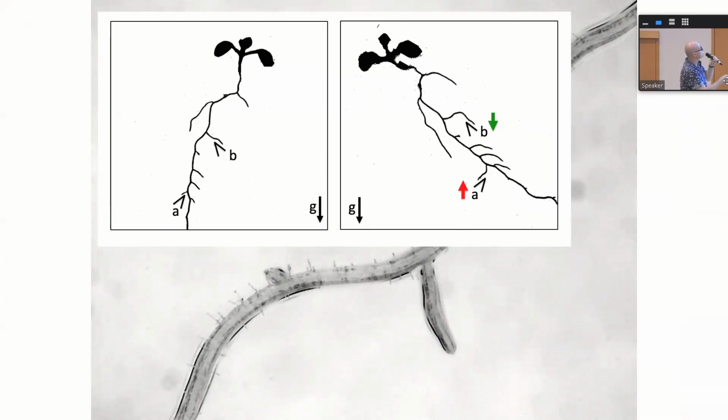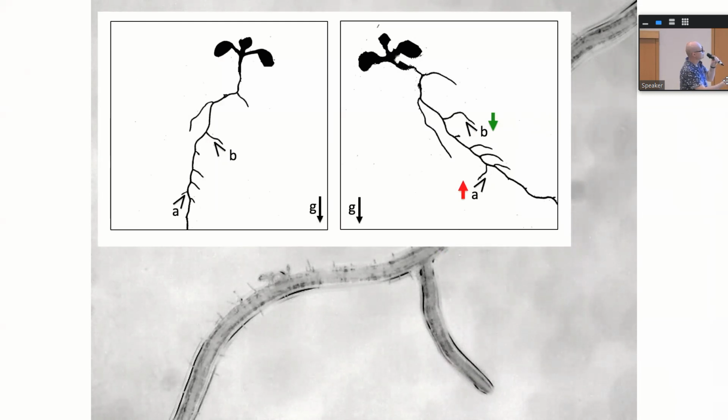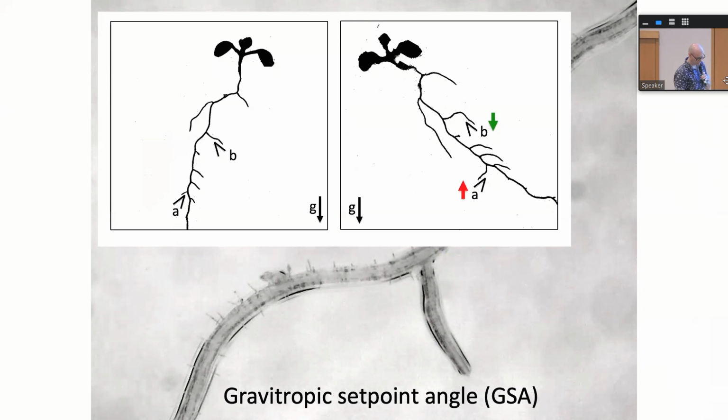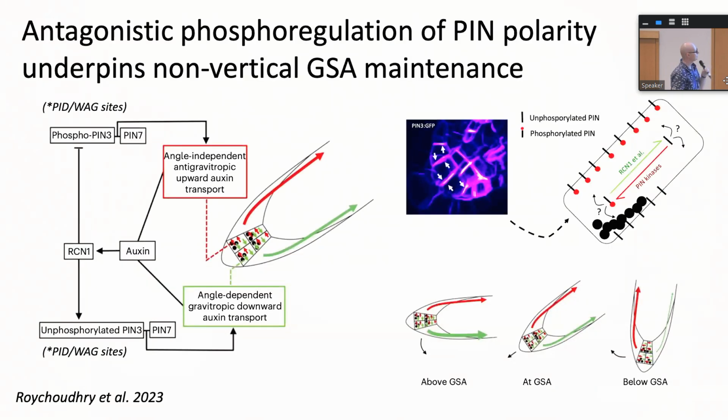So you can see a root here that's been reorientated. These roots have had to bend down, these have to bend up. So we've been really trying to understand what is the mechanism that's controlling that. And this is some work that was published last year.